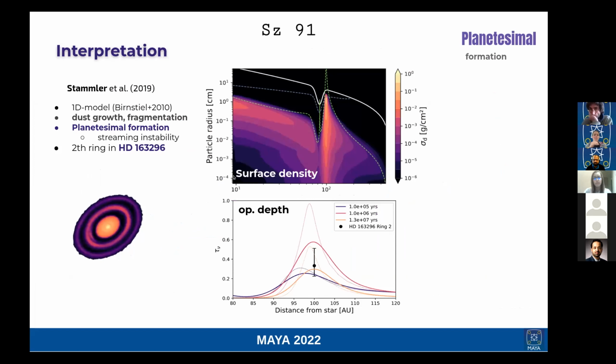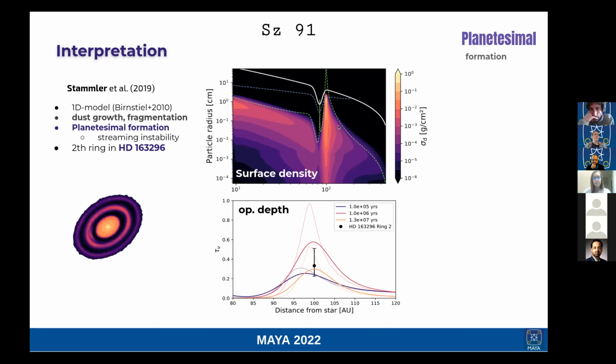Now we use these observational results and try to interpret them using a model that includes dust growth, fragmentation, and also planetesimal formation. In this case, it is a model from Stammler 2019, and they use it to explain the emission from the second ring of the source HD 163296, which is a DSHARP target. You can see here that they use a surface density where they have a gap, a cavity at 83 AU, and the ring of dust located at about 90 or 100 AU. So it's very similar to what we found in TRAS-91.